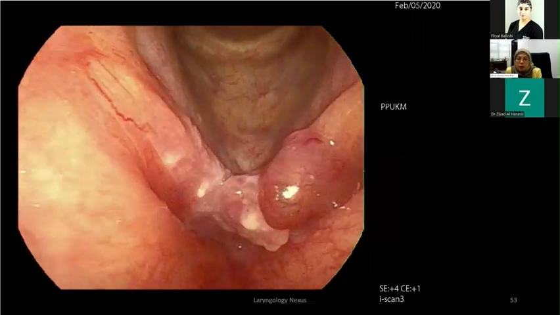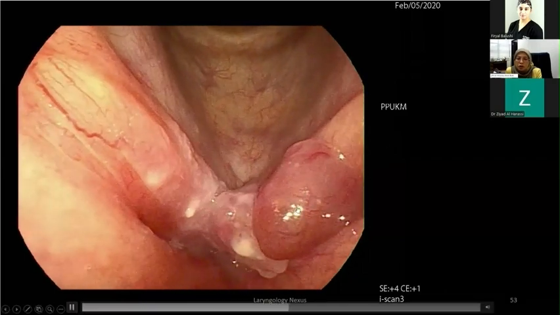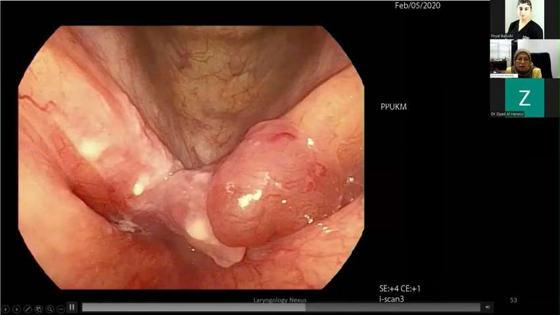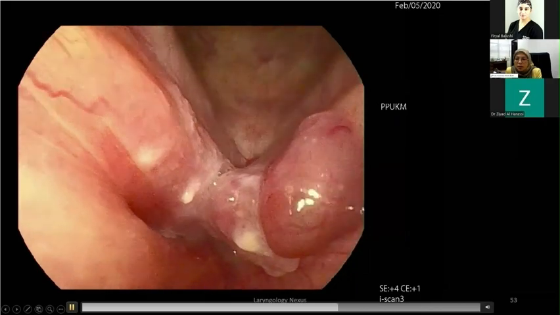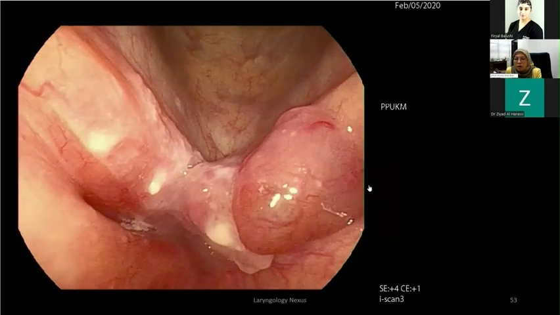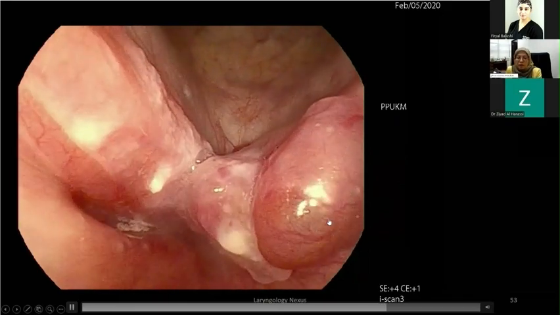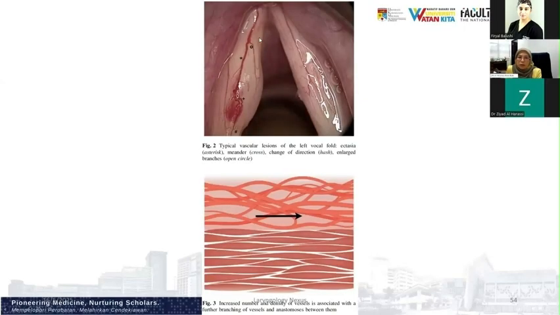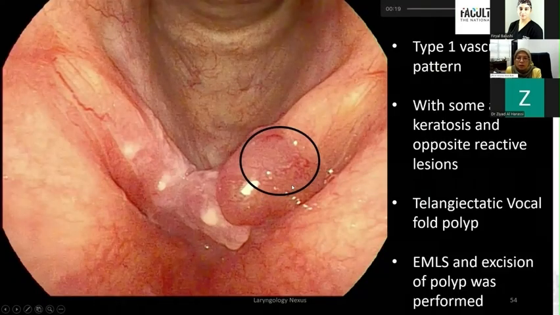At one look, we may think that this patient has glottic carcinoma. Okay, but look at the smooth lesion on the mid portion of the left vocal fold, and look at the vascular pattern. It looks like type 1 rather than a perpendicular spiral worm-like vessel. And look at this paper, which is published by the European Laryngological Society, showing the type 1 vessel. And this patient had a type 1 vessel.